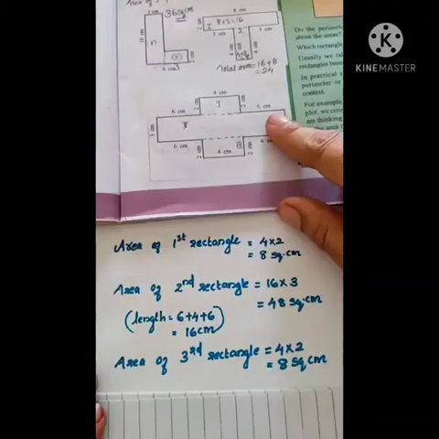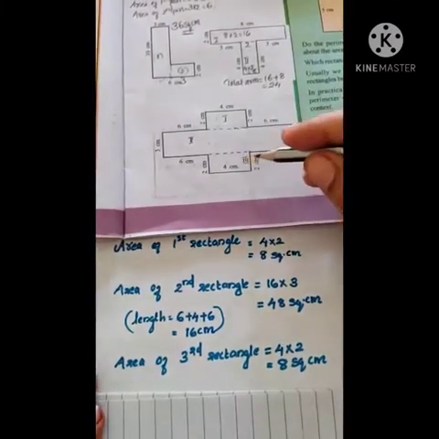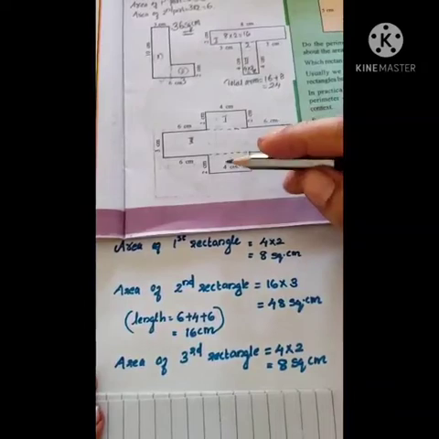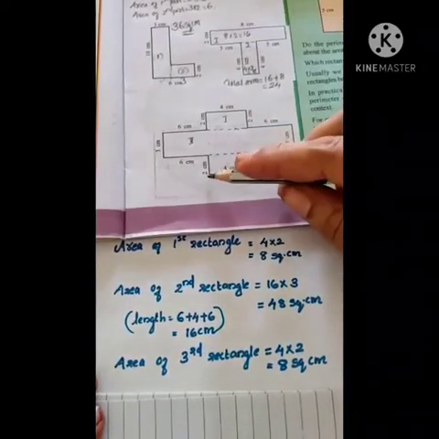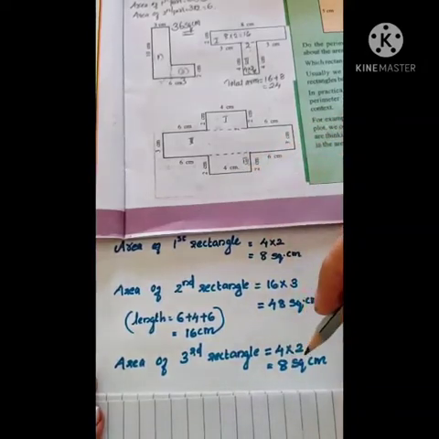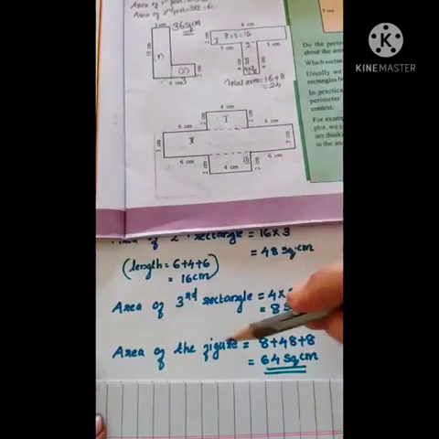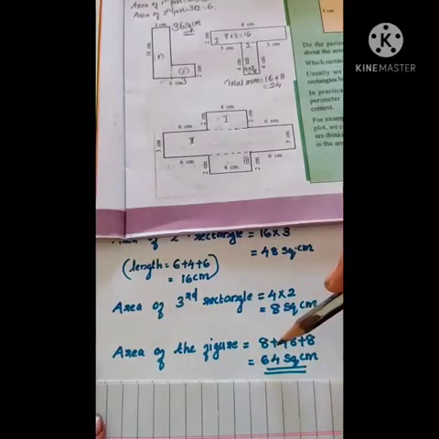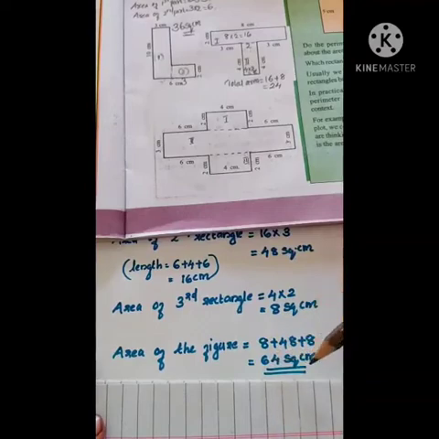Then what about the area of third rectangle? Yes, length 4 centimeter, breadth 2 centimeter. So the area equal to 4 into 2 equal to 8 square centimeter. So the area of this figure is equal to 8 plus 48 plus 8, that is equal to 64 square centimeter.